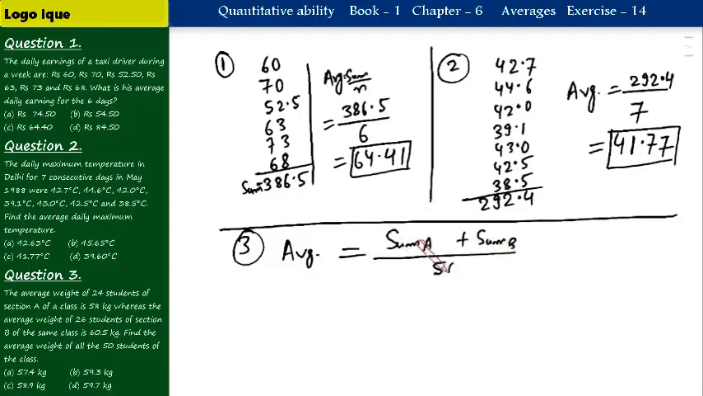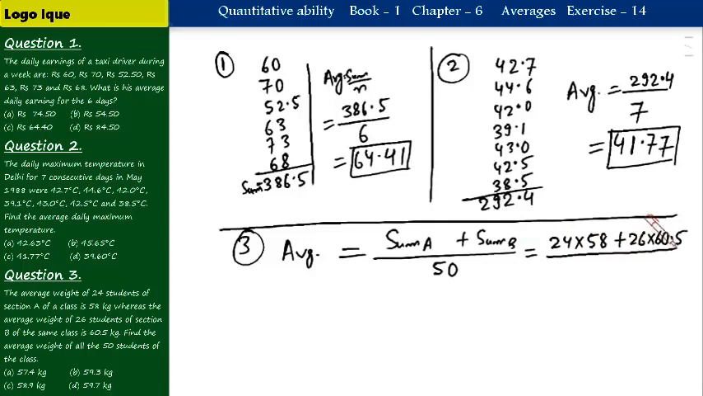Now the average of the first section is 58 and there are 24 students, right? So the average is 58 kg and there are 24 students. So each one of them is entitled to 58 kg. So the sum of class A can be written as 24 into 58 per student. Similarly, in the second section, there are 26 students into 60.5 kg. Okay, and the whole thing divided by 50.